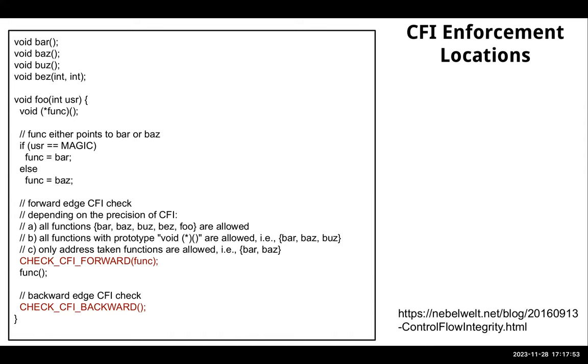Then the third policy, or even better, is that the compiler does very complicated program analysis, and then finds out that func can only be either bar or bus. Then before the function call, the check will make sure that either bar or bus is going to be called. Otherwise, the program will simply crash. So that is the forward CFI.